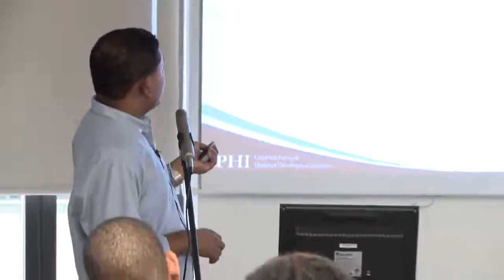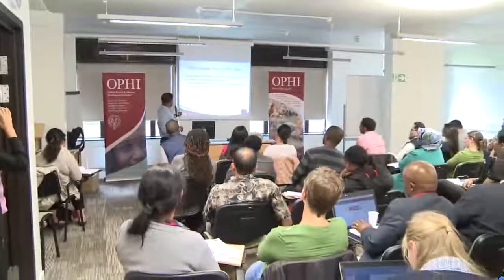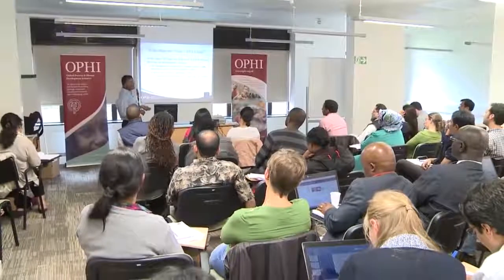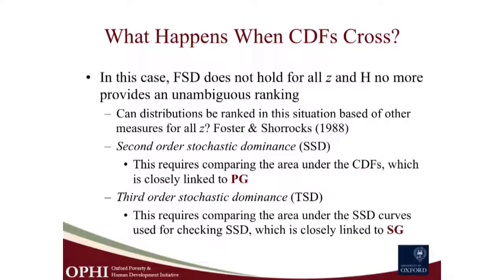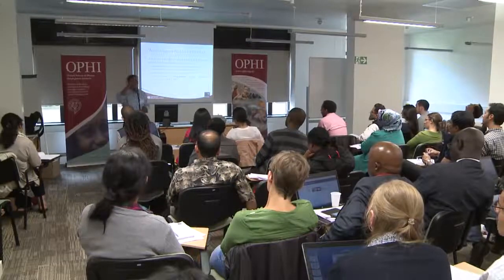Great. Now what happens when CDFs cross? FSD does not hold. Can distributions be ranked in this situation for all poverty lines? It can be, but not by first order stochastic dominance. Then you need to go to second order stochastic dominance, which looks at the area underneath the curve, and when you do that, it is related to the poverty gap. So when you have this particular situation, they cross, you compare the area underneath the curve.